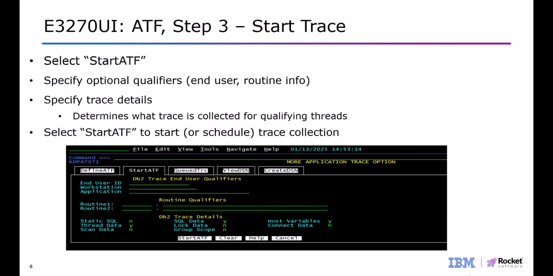And if you want a better understanding of specifically what traces are started, you can click the Help button down below, and it will break down each of those individual trace details and show you specifically which DB2 performance class traces will be started. So once you get those flags turned on to the things that you want to collect, you're going to click Start ATF. If this was ad hoc where you don't have a start time or a date, this will start immediately. Otherwise, it will get scheduled within the started task and start according to the date and time that you have specified on the previous screen.